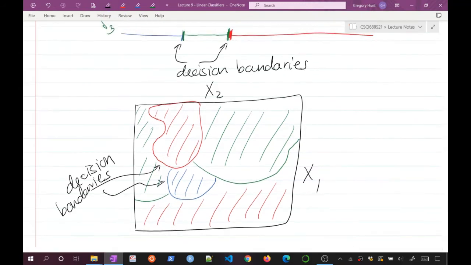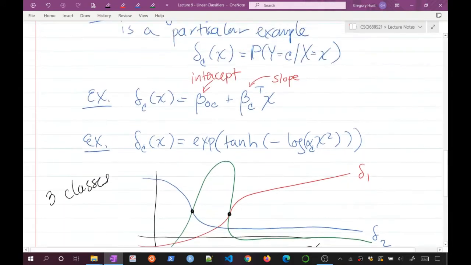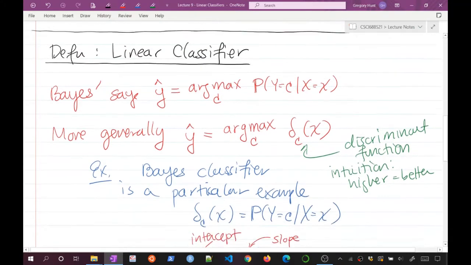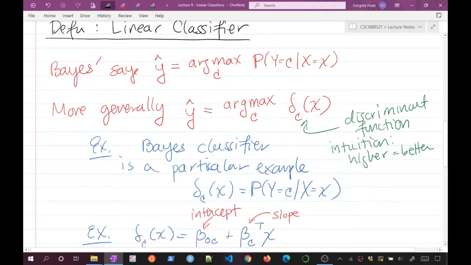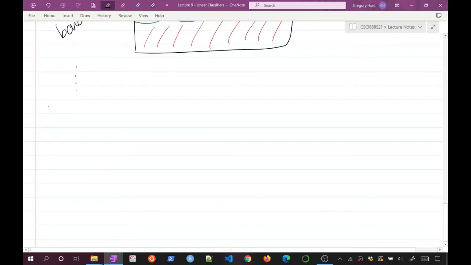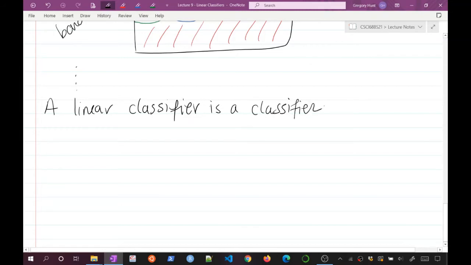Okay. So that's a complicated boundary. I said we're going to define what a linear classifier is, lest we forget what we're talking about. You can generally talk about any classifier, not just a Bayes classifier, but any classifier, and it can basically be written in this form. And so finally our definition: let's say a linear classifier is a classifier. That's a good start.